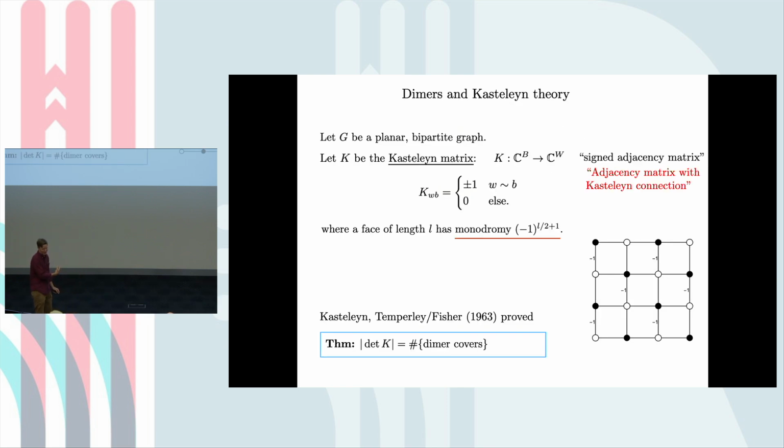I don't know how many people know the Kasteleyn determinant formula already? Not very many. So here's a very short description. You have a planar bipartite graph, G, and that graph has a bipartite adjacency matrix where the rows are indexing the white vertices and the columns are indexing the black vertices. And I'm going to throw in some extra signs. So rather than having the adjacency matrix, which has zeros or ones, I'll put zeros or plus or minus ones. And if you put in the signs in the right way, so that around each face, the product of the signs is minus 1 to the L over 2 plus 1, where L is the length of the face, then the determinant of that matrix counts the number of dimer covers of the graph.